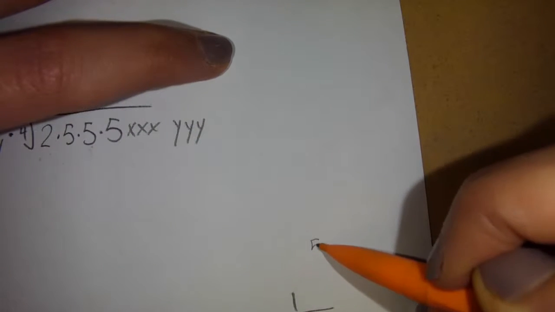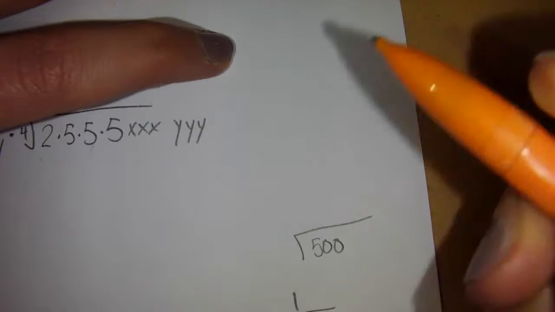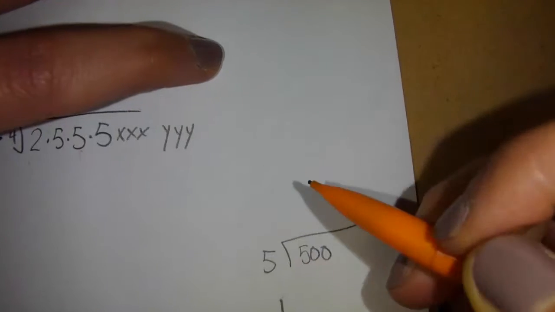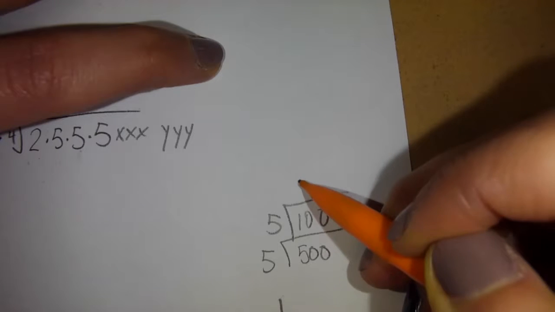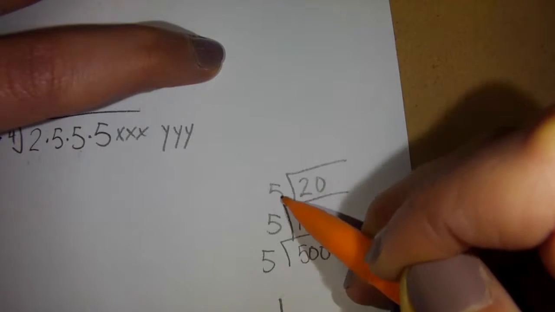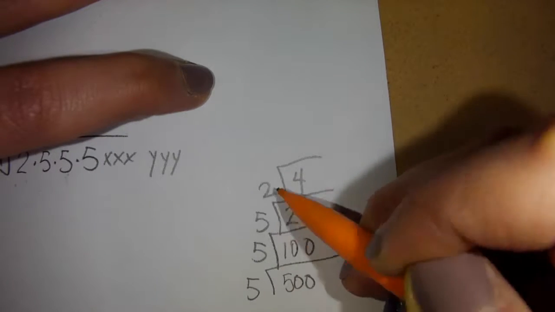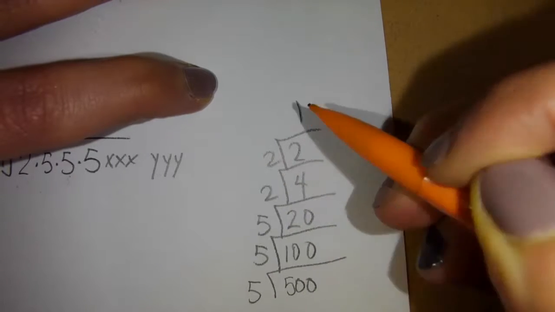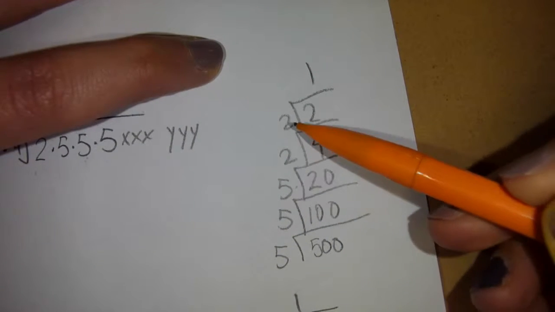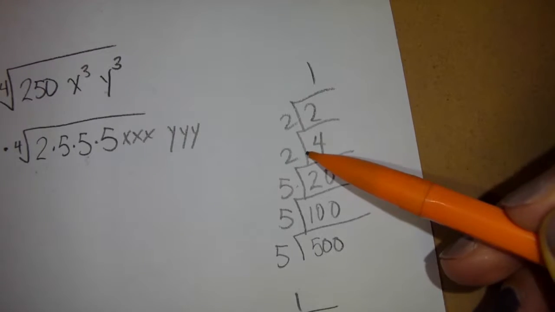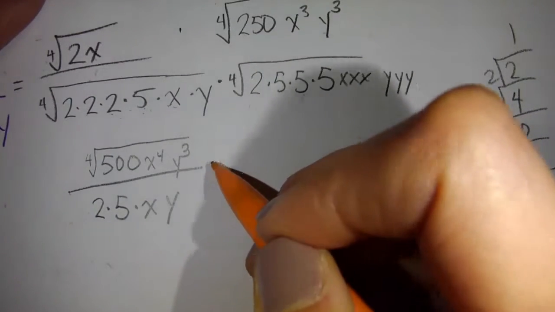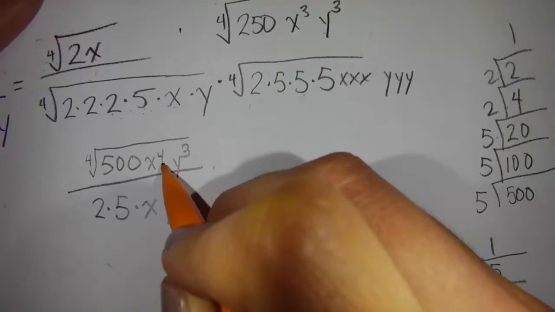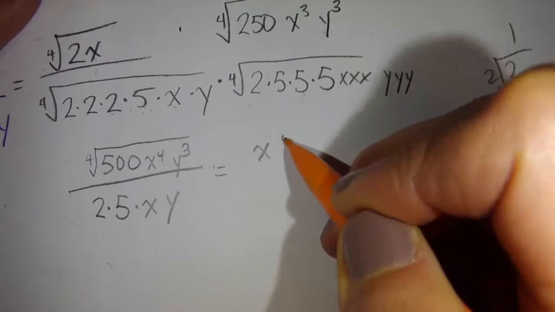But this 500, let's just double check that we don't have a group of 4 there. So I have 500. I'll start with 5. 5 goes into 500, 100 times. 5 goes into 100, 20 times. 5 goes into 20, 4 times, and I'll do 2 and 2. So I have 3 5's and 2 2's, and so there aren't any groups of 4, so I can't simplify the numerator any further. But this x to the 4th, there are 4 x's, so 1 x can come out.